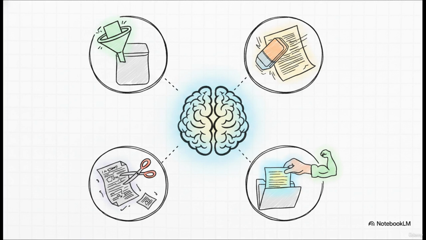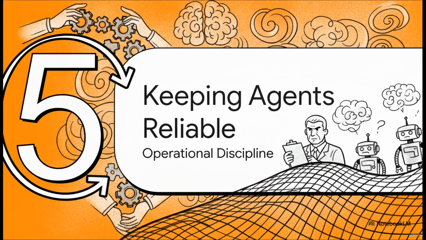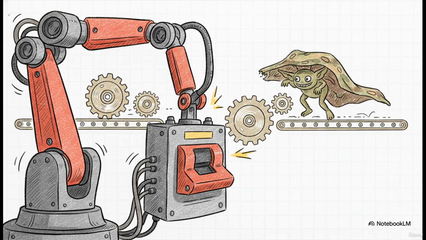The big takeaway here? Memory correctness in AI relies entirely on actively curating the state, not just hoarding billions of data records. Section 5. Keeping agents reliable. Let's talk about giving our systems a safety net with AI agent reliability engineering. So, how do we keep our brilliant but highly unpredictable new employee from accidentally crashing the whole system?